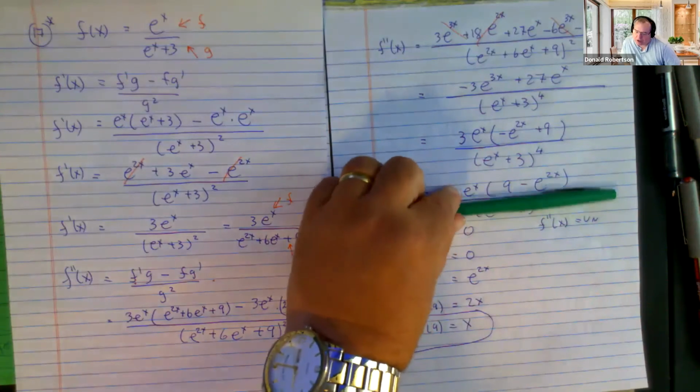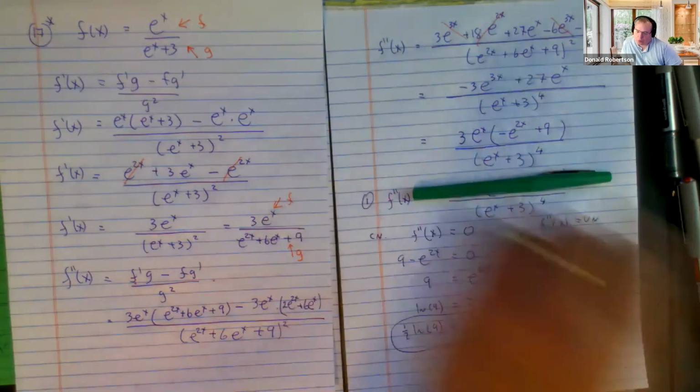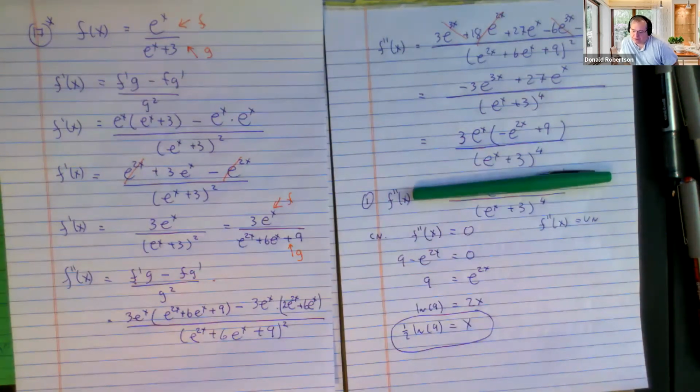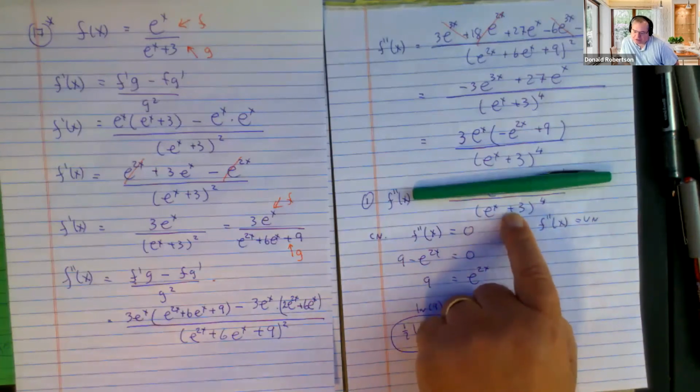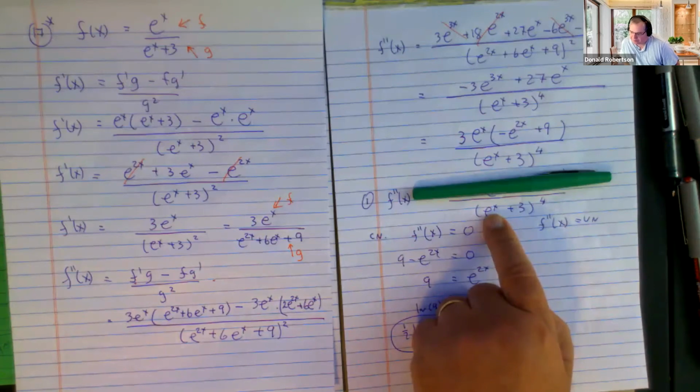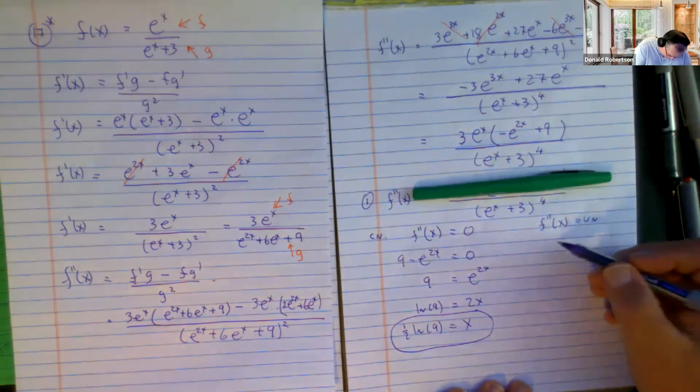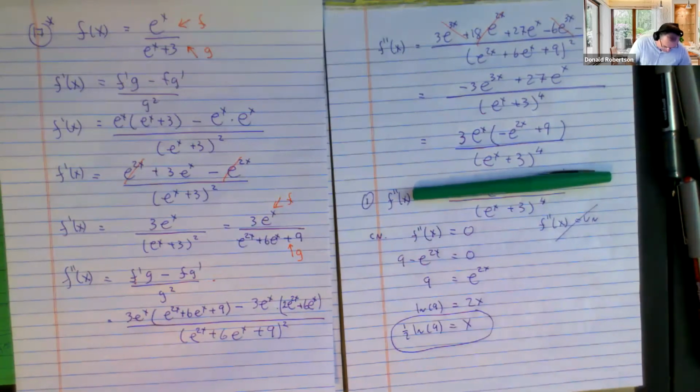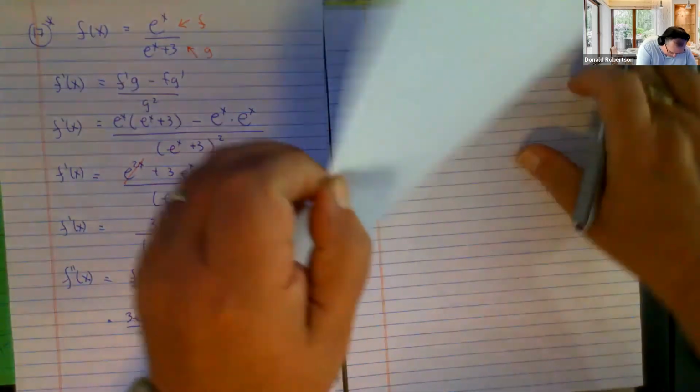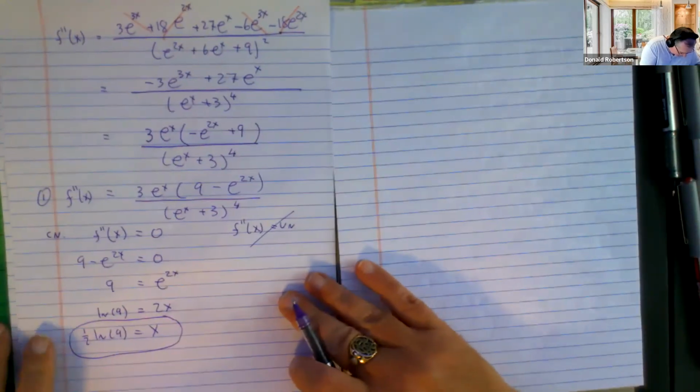Undefined will happen when the bottom is 0. But e to the x plus 3 is never 0, because e to the x is never even going to be negative. So there's none of that. So actually, we've only got one critical number to worry about.